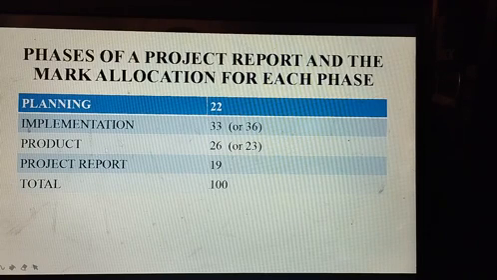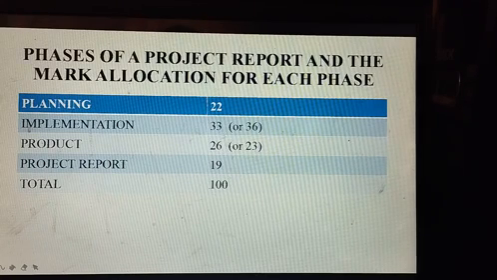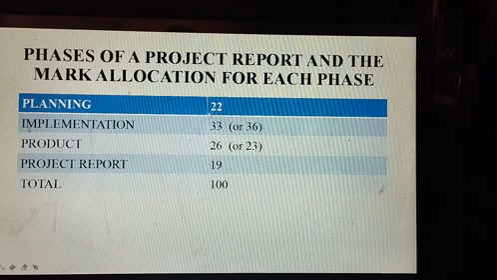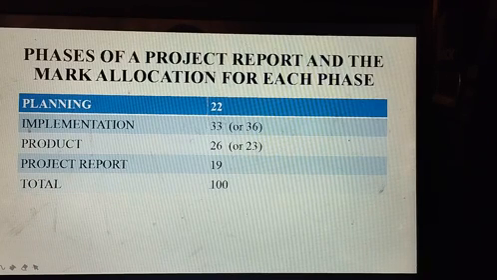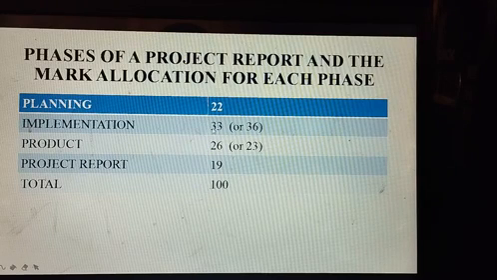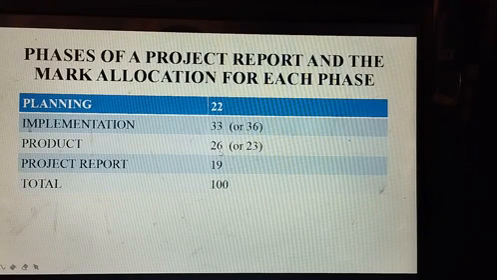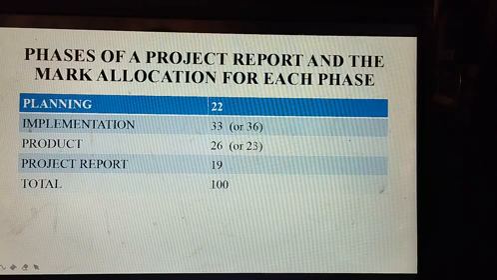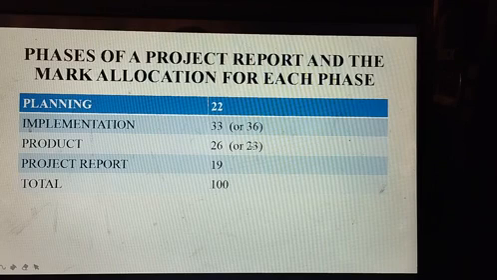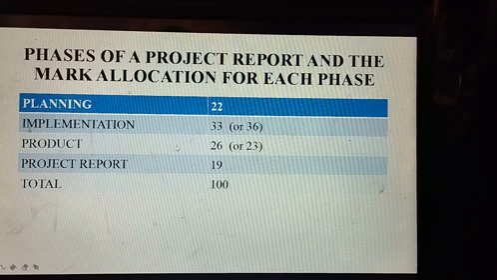We have the third phase called the product. And this one takes either 26 or 23 marks. If we consider 33 marks, that is, if we don't consider environmental friendliness in the implementation phase, the product will take 26 marks. But if we consider environmental friendliness, the implementation takes 36 marks, implying that the product will take 23 marks. We shall see all that in detail.